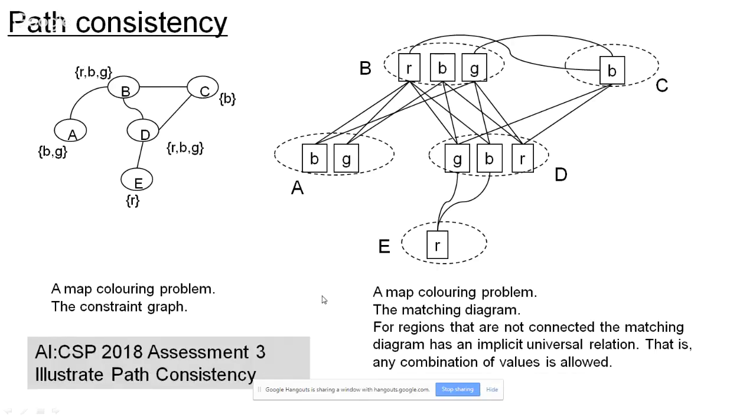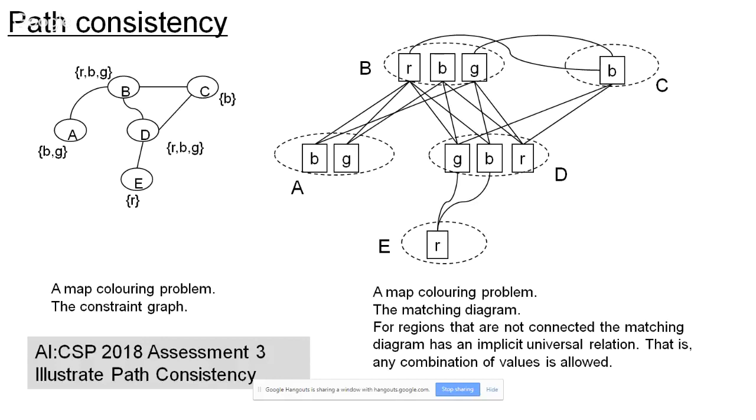The next thing we talked about was path consistency. So path consistency, or tree consistency, basically says that for every two values that you can assign to two variables, you must be able to assign a value to the third variable. And if you cannot do that, then that particular combination of values from the two variables must be removed essentially.